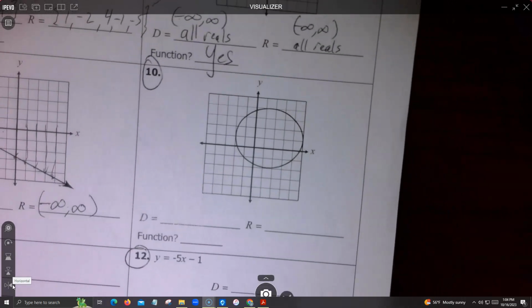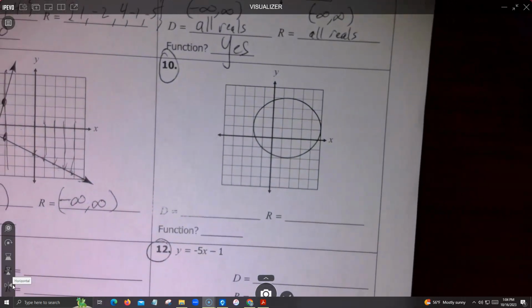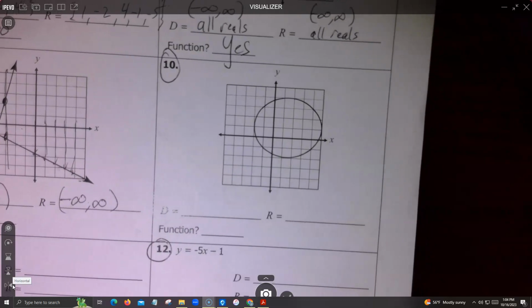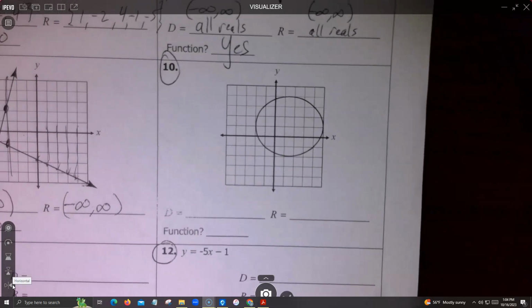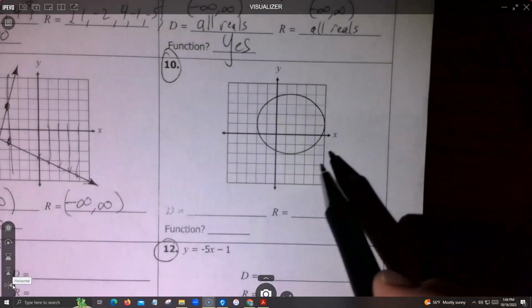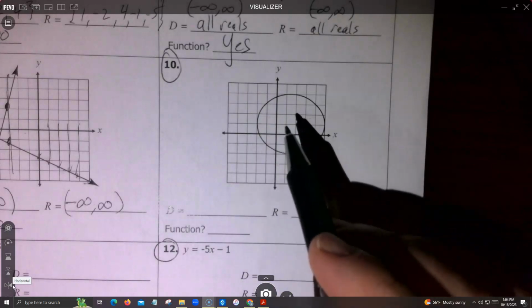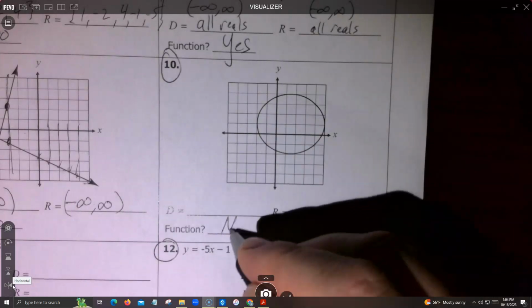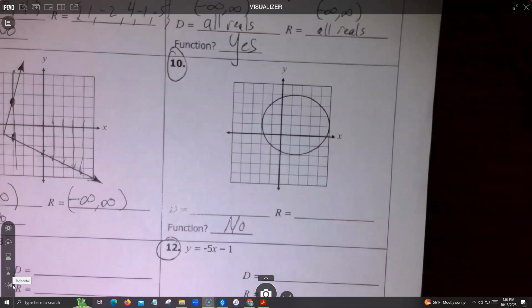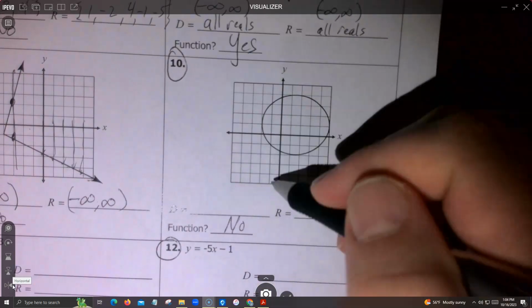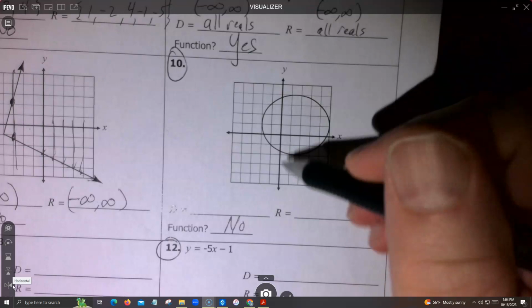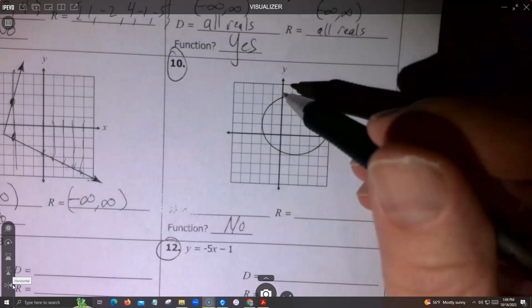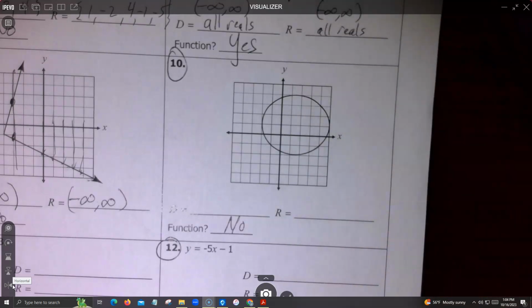And this will take some practice. Believe me, it will. Once you get the hang of it, it's not too bad. Okay, now, since I have a circle here, first of all, is this a function? The answer is no. I'm not going to pass the vertical line test. Again, I can put a line anywhere on this circle, and I'm going to hit it two times. So that's not going to pass the vertical line test.